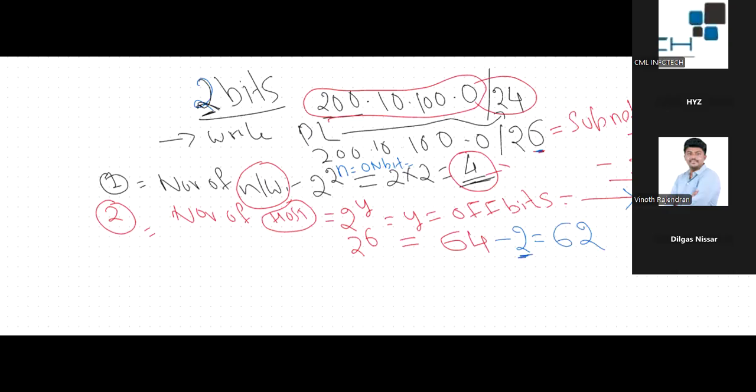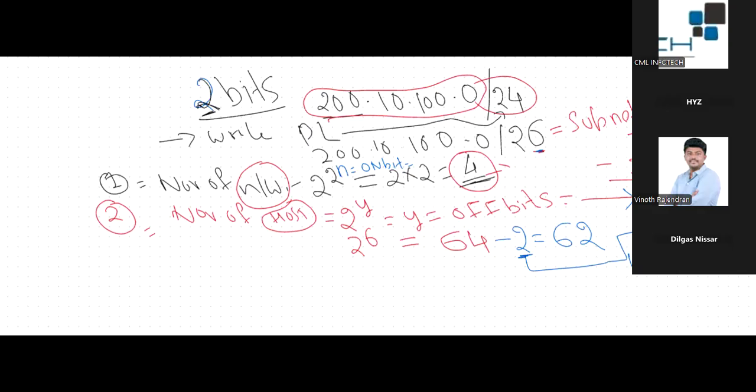Why do we minus this? The first value is called the network address, and the last one is called the broadcast address. Now you know that you have 4 different networks, and each network will have 64 values, and 62 are valid host addresses.